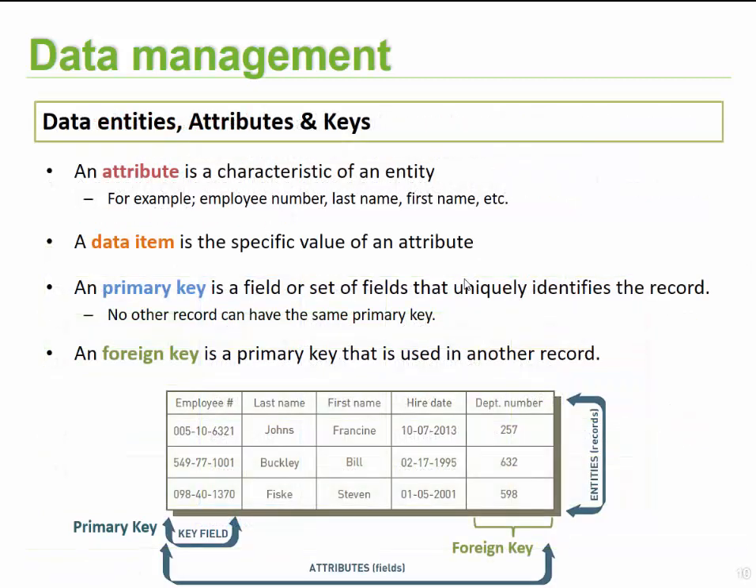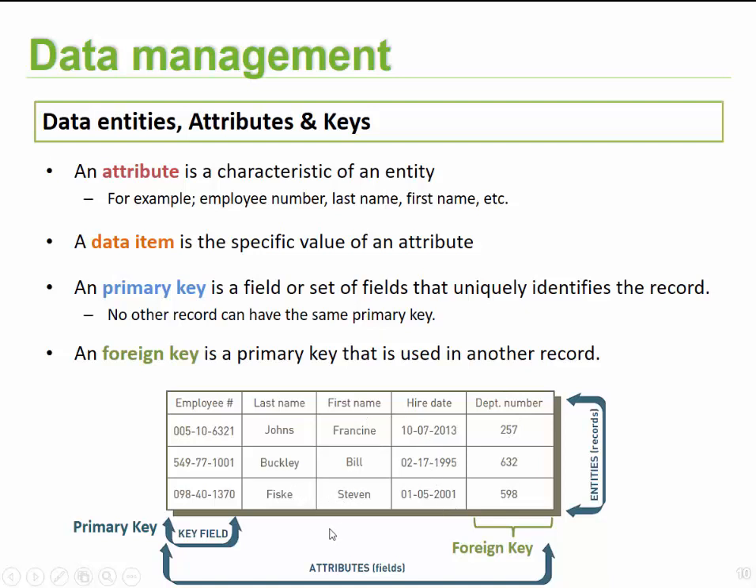If we look at the next set of terms that we need to look at, as I've indicated, the attribute typically is a characteristic of an entity, for example, employee number, last name, first name, etc. Then they start to talk about a data item. Now, a data item is a specific value of an attribute. So, for example, if we look at this list here, a data item would be only that value. So, under the first name attribute, the data value for the first record is actually Francine. So, each of these blocks represents a data item.